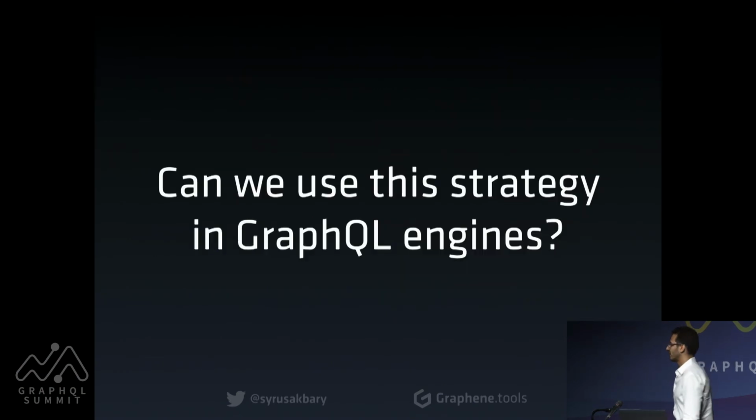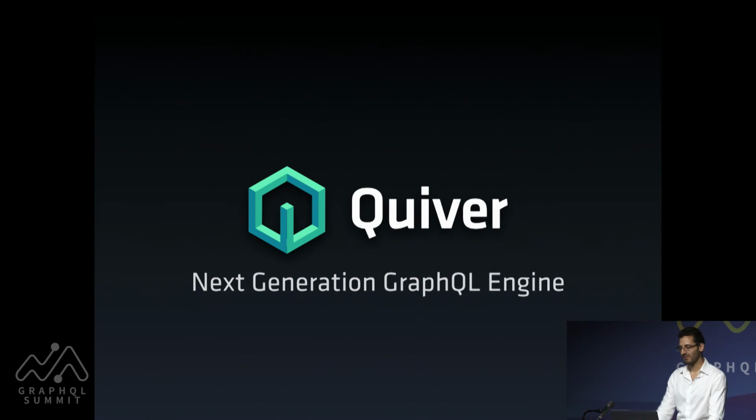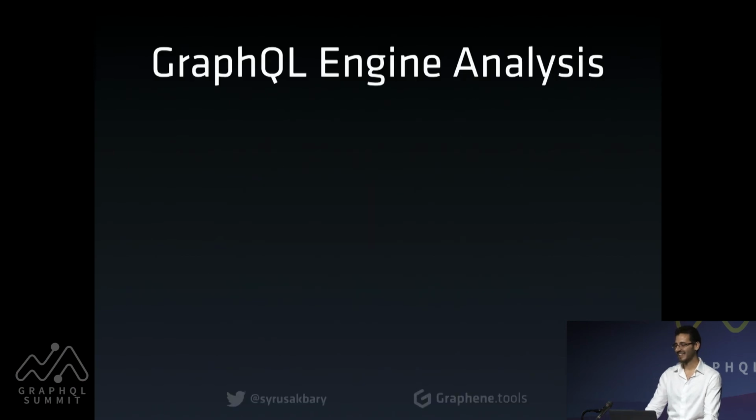So I've been thinking lately, can we improve the speed at which we query our GraphQL schemas? Can we improve the speed there? And the short answer is yes. So today, I'm presenting Quiver, which is the next generation GraphQL engine. And for that, I want to do another analysis into how these engines work and how they differ from the normal GraphQL engine.